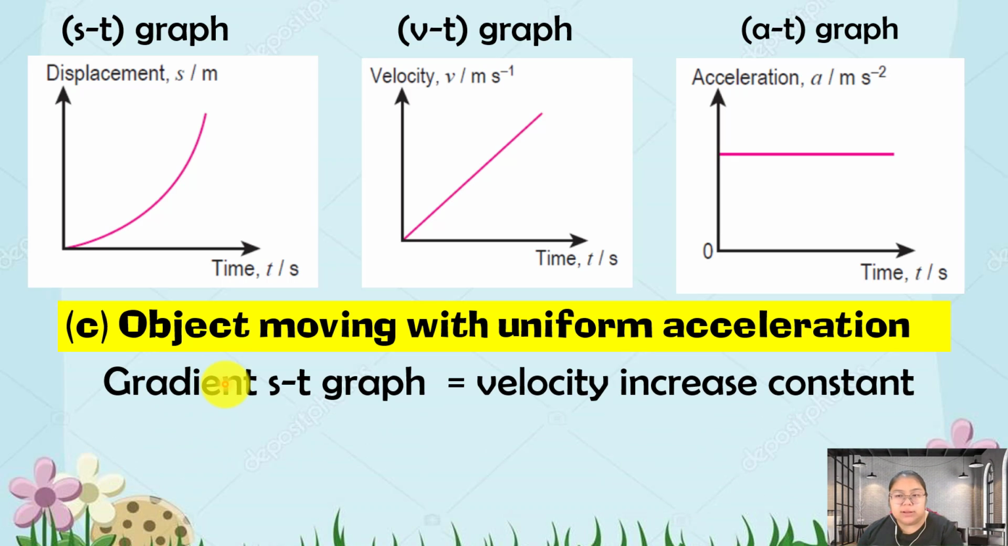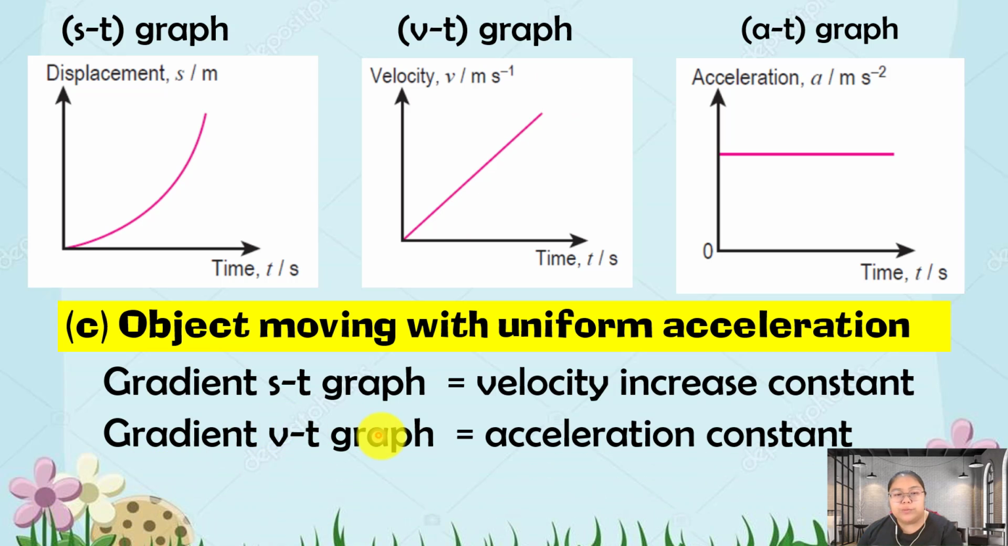Now we explain the gradient. This one is an ST graph, and the gradient here is actually the velocity. You find the gradient keeps increasing for every part, so when I transfer to the VT graph, there is a constantly increasing graph. Another one is the gradient of the VT graph. If I find the gradient, it is a constant number everywhere along this straight line. This constant number represents the acceleration. That's why the acceleration is a constant value.